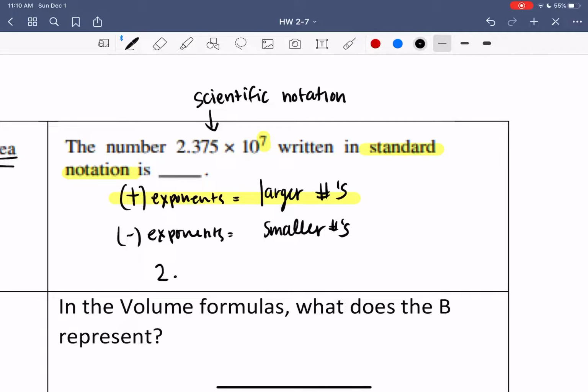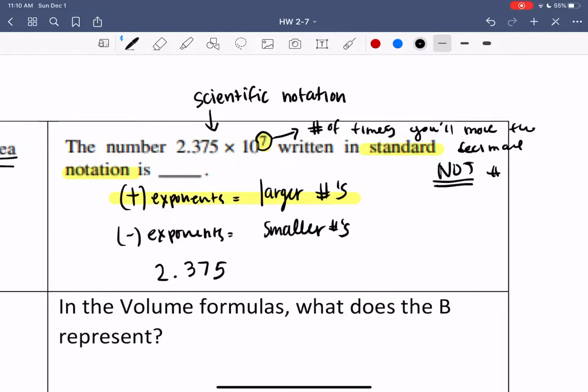So we're going to take our number here, and this 7 is the number of times you'll move the decimal, not the number of zeros. Okay, so you're going to want to go ahead and count this out. 3. Make sure that you are filling in zeros as you go and moving it in the correct direction.